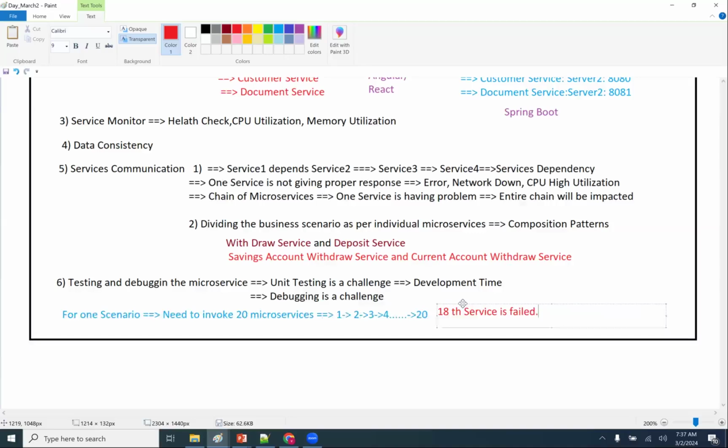Don't think that it is in the same Java programming where a stack trace will be there. With that particular stack trace, I can go to the respective microservice. It's not that every microservice is in Java. Assuming that I have a microservice in SAP, we may not have a stack trace, guys. One second, guys, please.